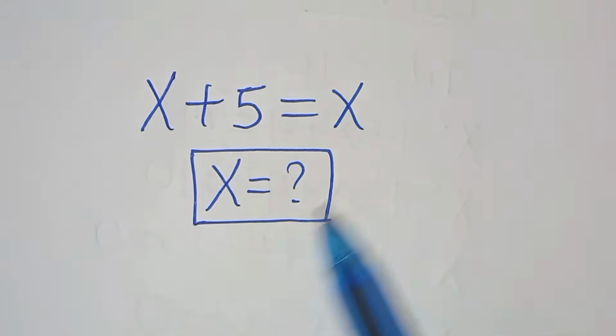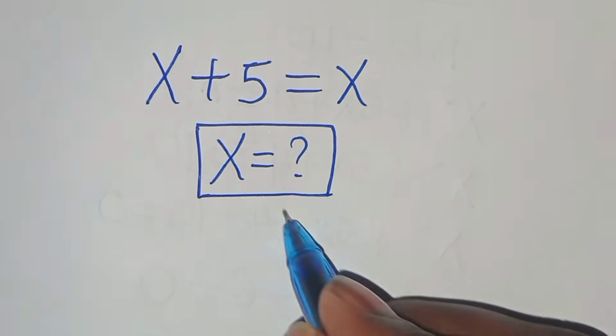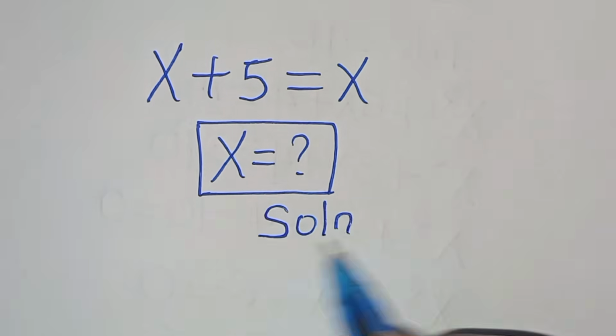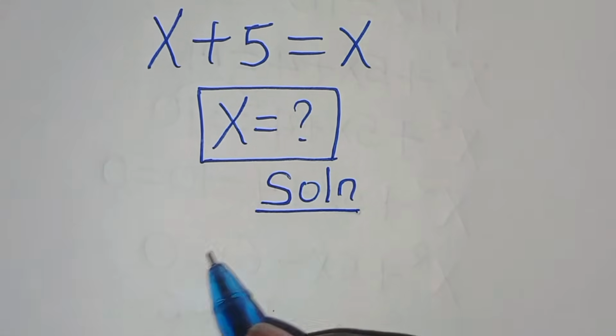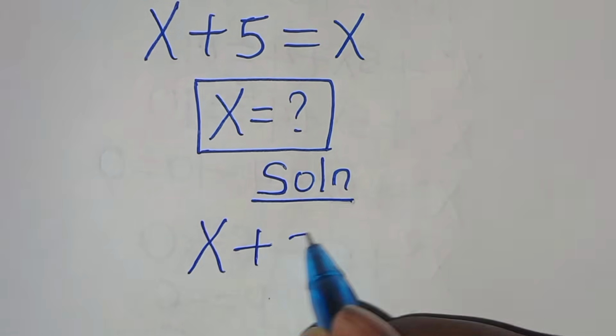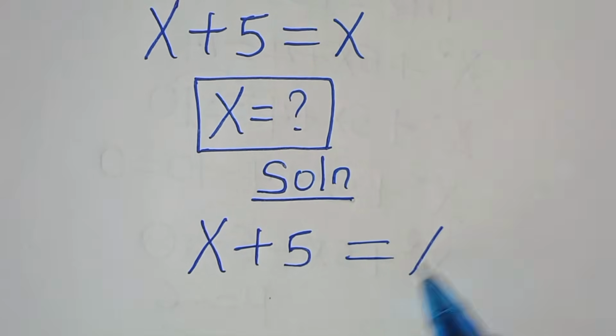This is equal to x, so this is the value of x. Now let's provide a solution from here. So this is x plus 5. This is equal to x.